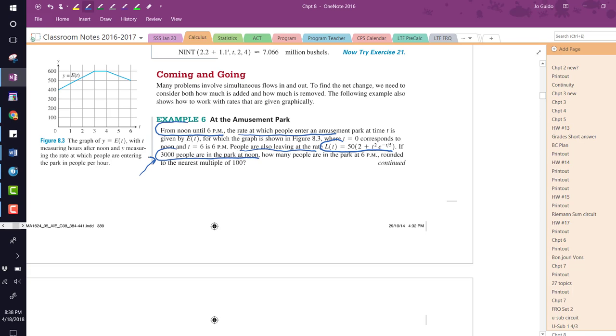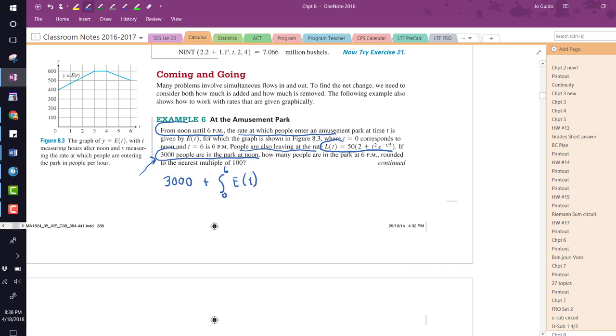Remember back in the particle problem where the position at time 0 was 5? In this problem, the number of people in the park at time 0, which is noon, is 3,000. How many people are in the park at 6 p.m., rounded to the nearest multiple of 100? So think about what's happening here. We start out with 3,000 people in the park, and we have a rate at which people are entering the park. So the number of people entering the park would be the integral from 0 to 6, because remember noon is 0, of e of t.